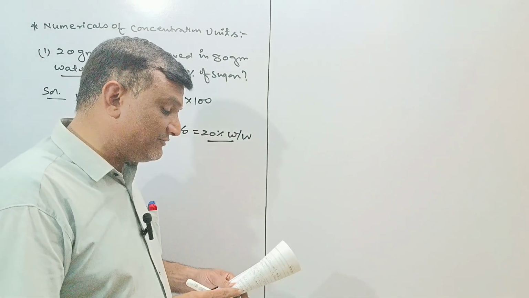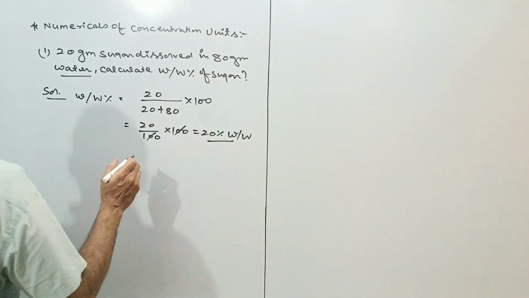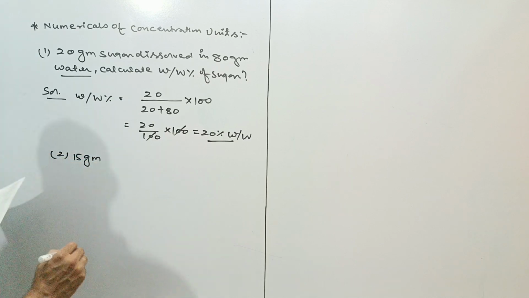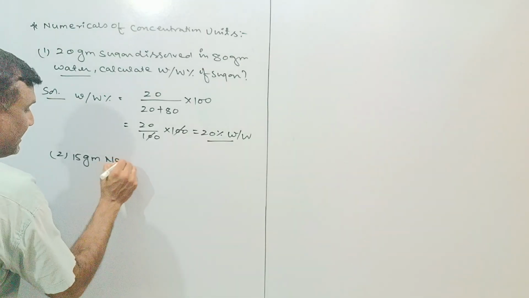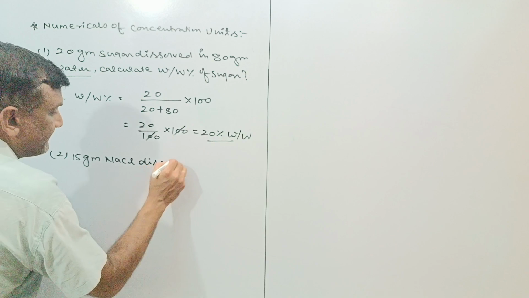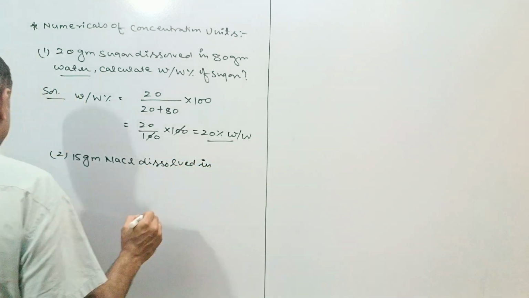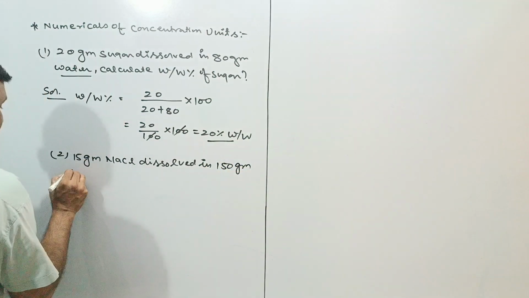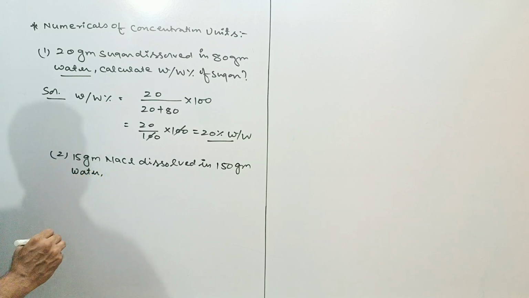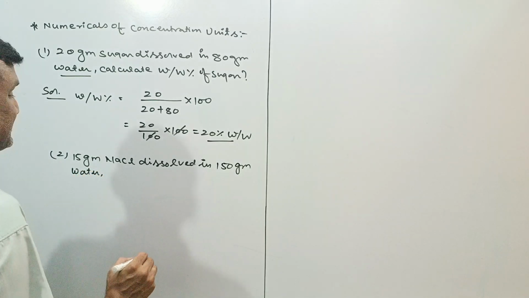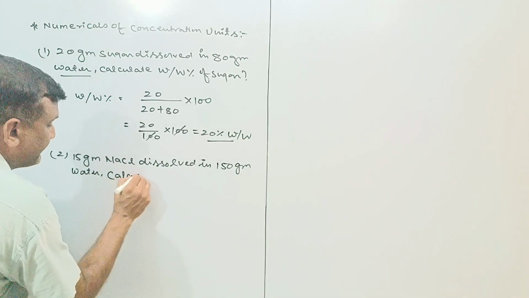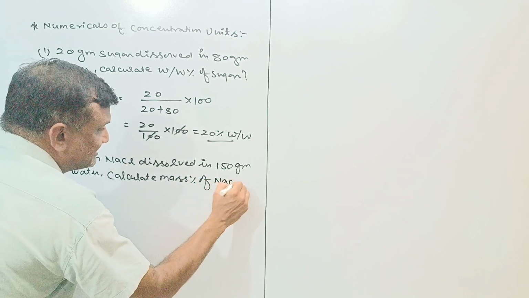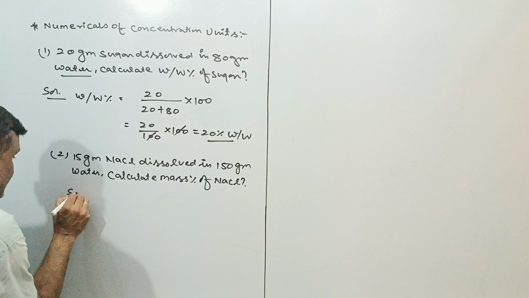Now the second question: 15 gram NaCl dissolved in 150 gram water. Again here is the water, water is a solvent. So calculate the mass percentage of NaCl. It's again easy. So this is the solution.